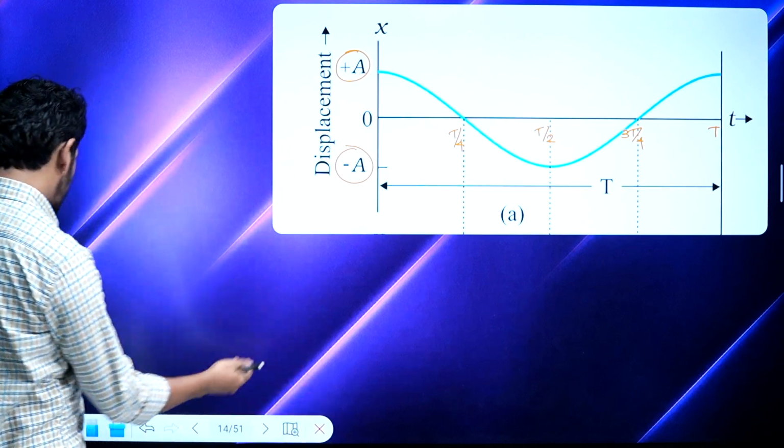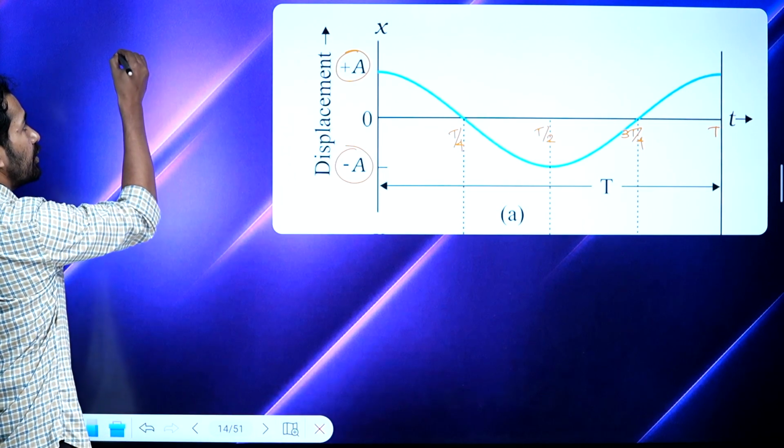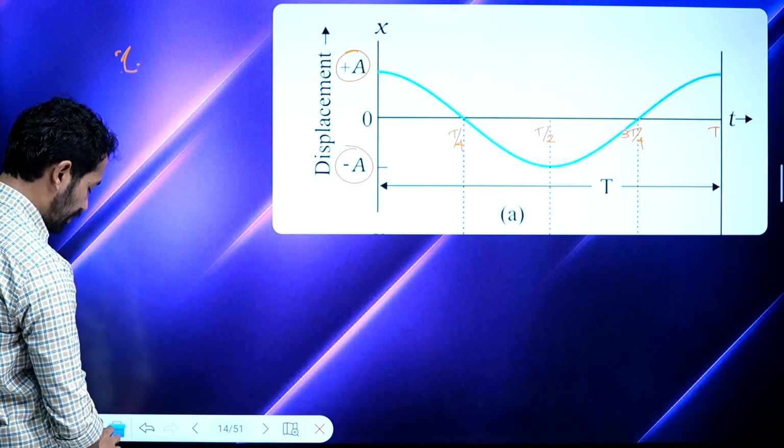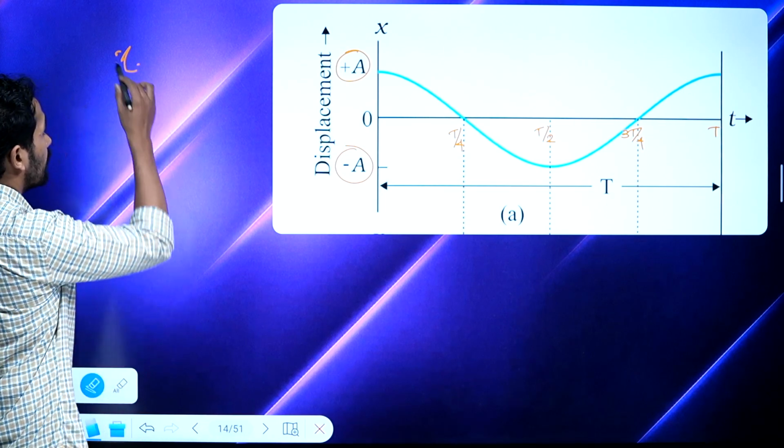Now we will substitute for the equation x is equal to a cos omega t.